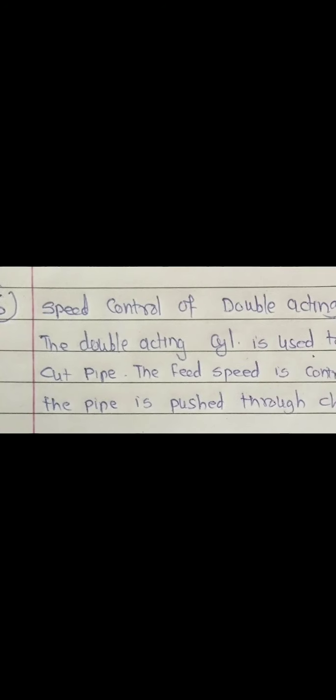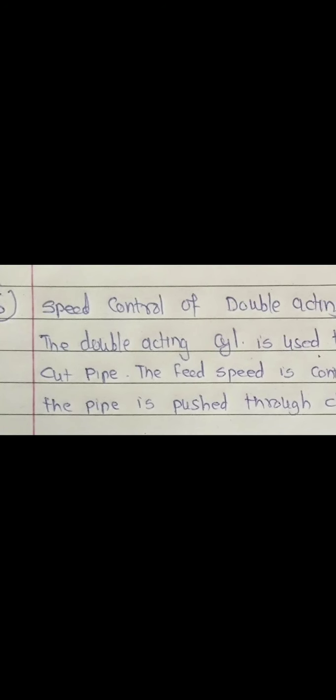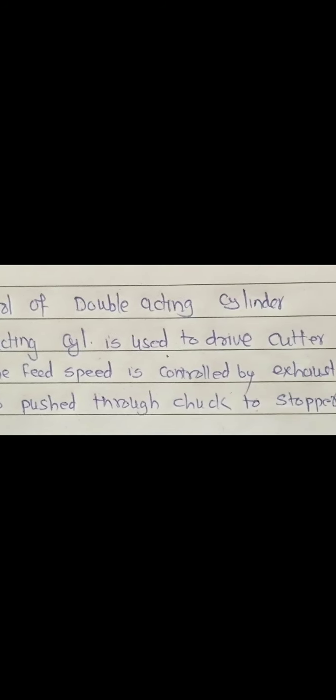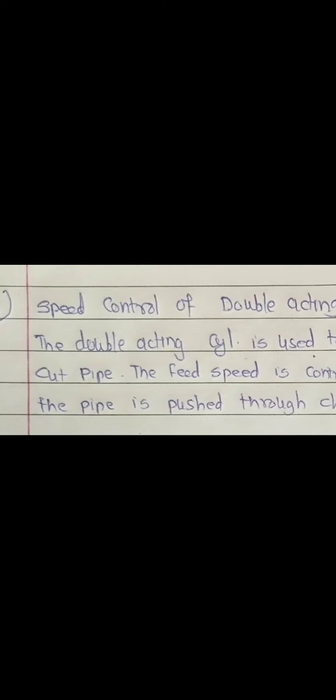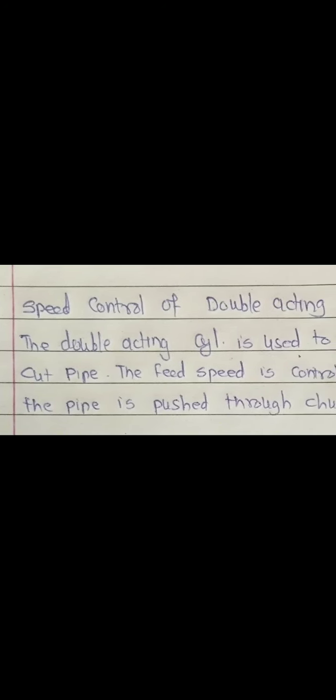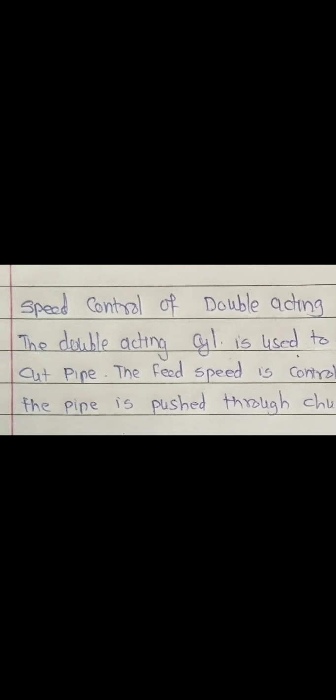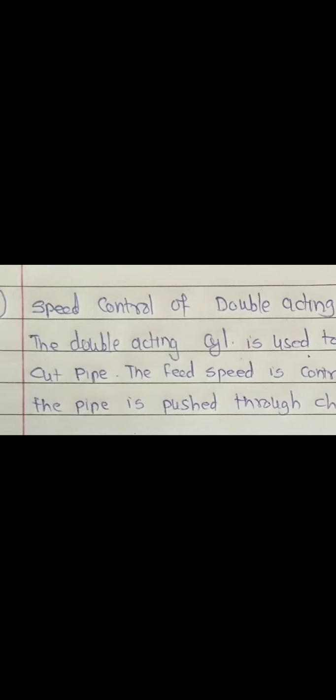Now we'll see speed control, which we have just discussed. So speed control of a double acting cylinder. Now you will find the use of throttle valve. I have earlier explained that whenever you need speed control or you have to slow down the piston, you should use a throttle valve. And if you want to have a quick motion, then you should go for a quick exhaust valve.